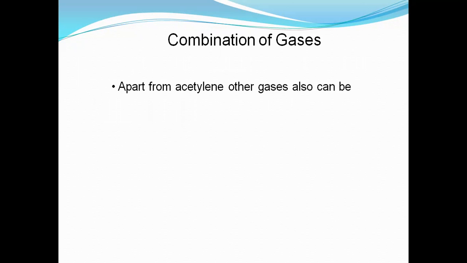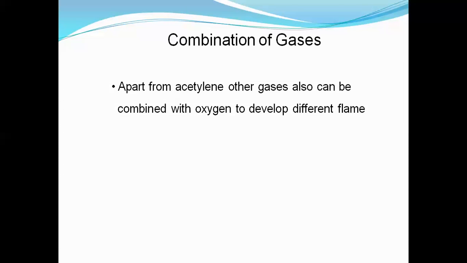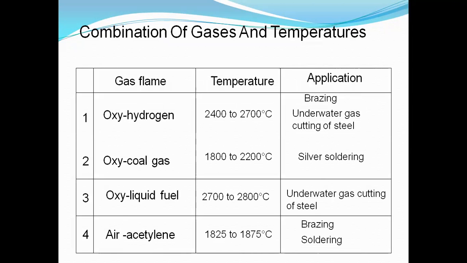Combination of gases. Apart from acetylene, other gases also can be combined with oxygen to develop different flame temperatures. In oxyacetylene gas welding, we are using oxygen and acetylene. Observe here, the gas flame oxyhydrogen, its temperature is 2400 to 2700 degrees centigrade, and it is used for brazing and underwater gas cutting of steel.